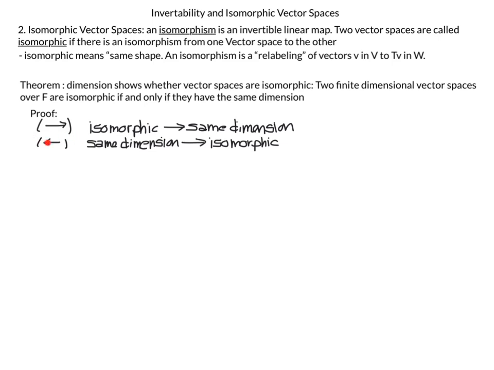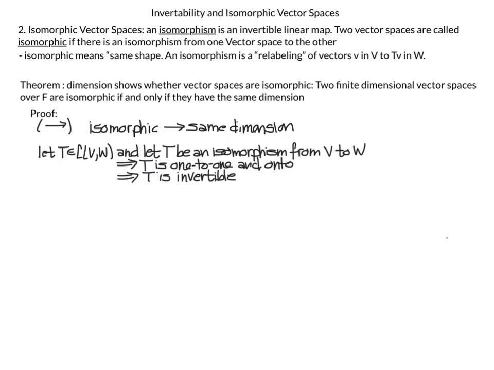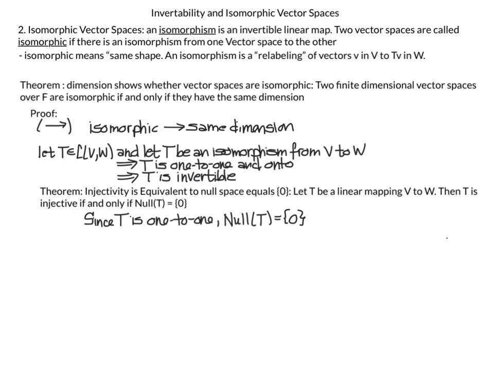Second, the other direction is we start with they have the same dimension. We want to show that they are isomorphic. We are going to start with the forward direction, that isomorphic implies the same dimension. So we start with our linear map T from V to W, and T is an isomorphism from V to W. So because it's an isomorphism, we know that it is one-to-one and onto, and it is invertible.